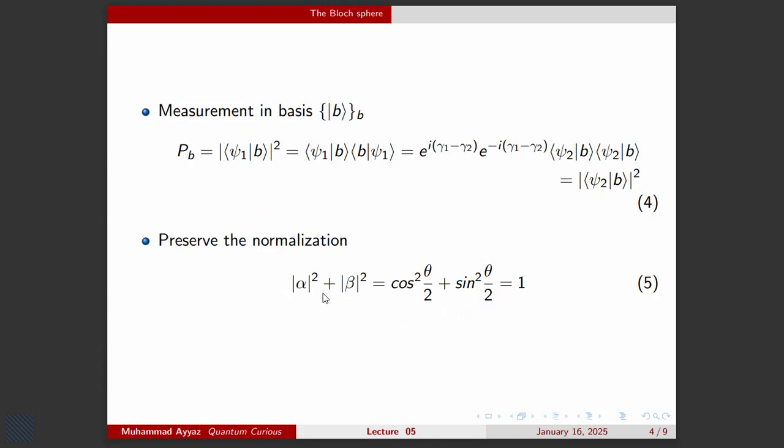So with this parameterization that we have used to write any arbitrary quantum state, we get the condition of normalization, and it fully satisfies the validity and physicality of the given quantum state.